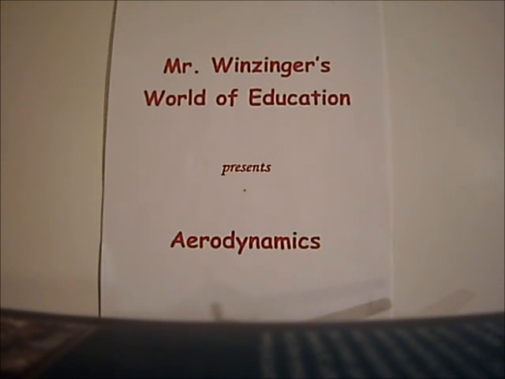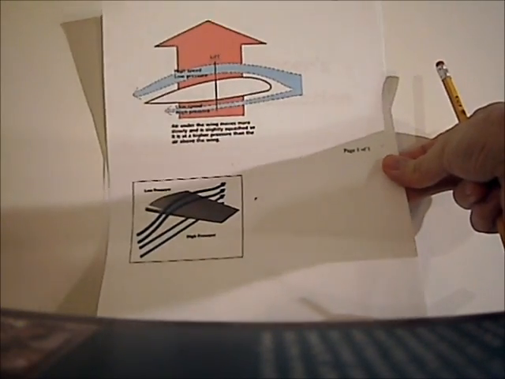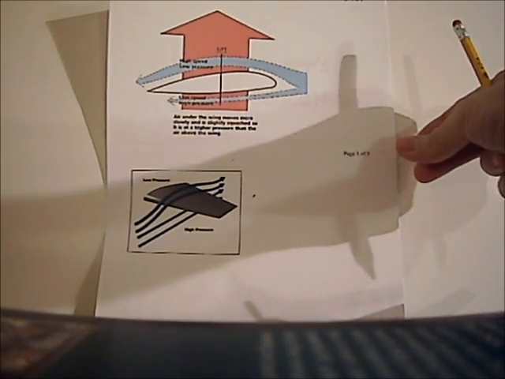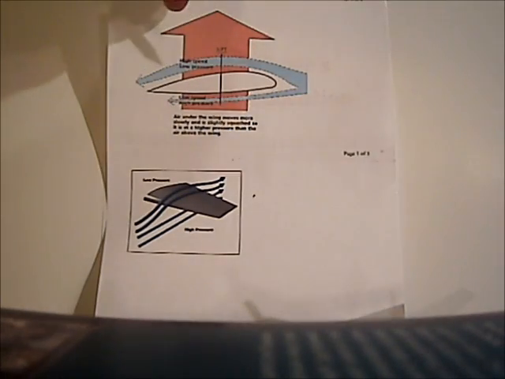Just how does an airplane stay in the air, and what are the parts on an airplane that allow it to function? Let's take a look. We'll start with lift. Lift is a primary reason that an aircraft can stay in the air.